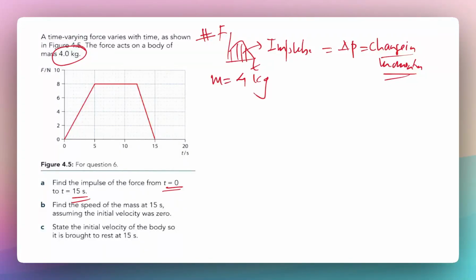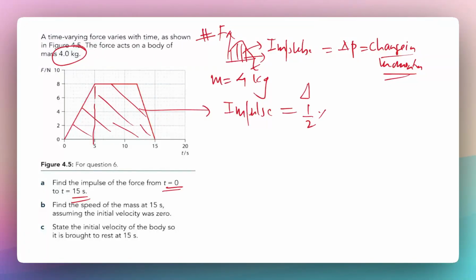That's pretty straightforward, right? In a force and time graph, all we need to do is find the area, right? So we're going to find this area, and that is going to be equal to our impulse. Okay. So let's find this area. This has 3 parts. First is a triangle. So that's going to be half into base, which is 5, into the height, which is 8. Okay. So that's the triangle done.